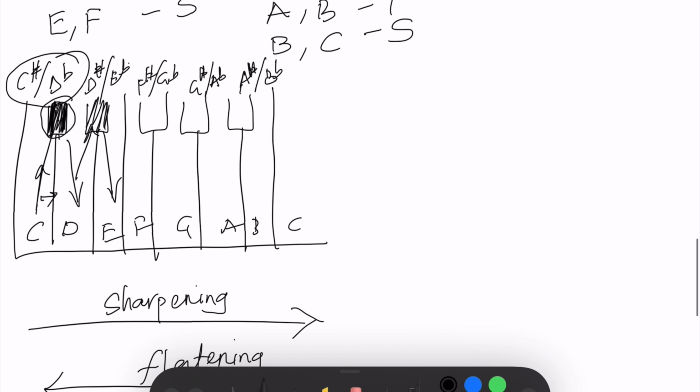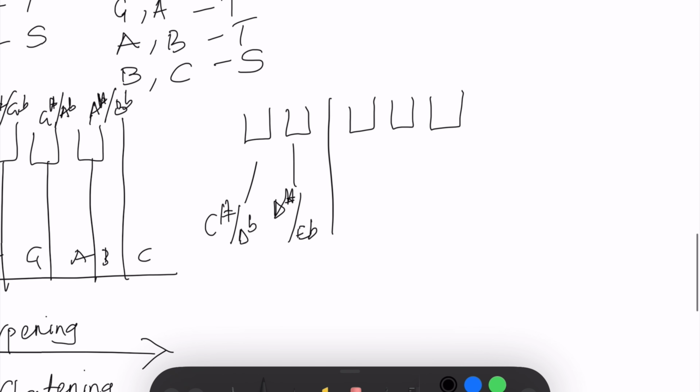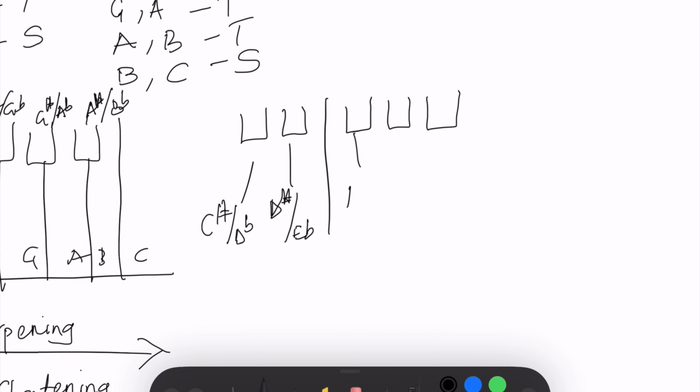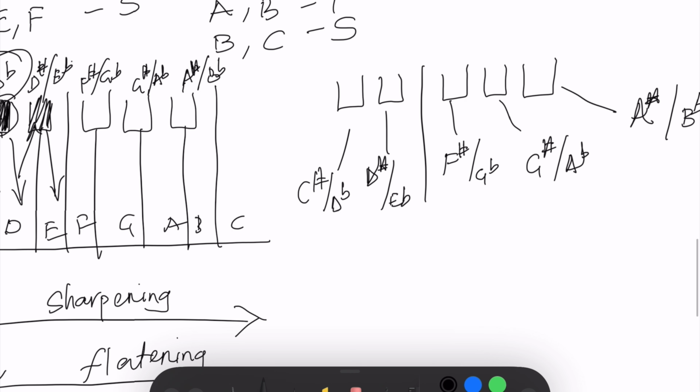So the five for a single octave, let's bring it out properly. This is called C sharp or D flat. This is called D sharp or E flat. This is called F sharp or G flat. This is called G sharp or A flat. And finally, this is called A sharp or B flat. And that's how we came about all these things.